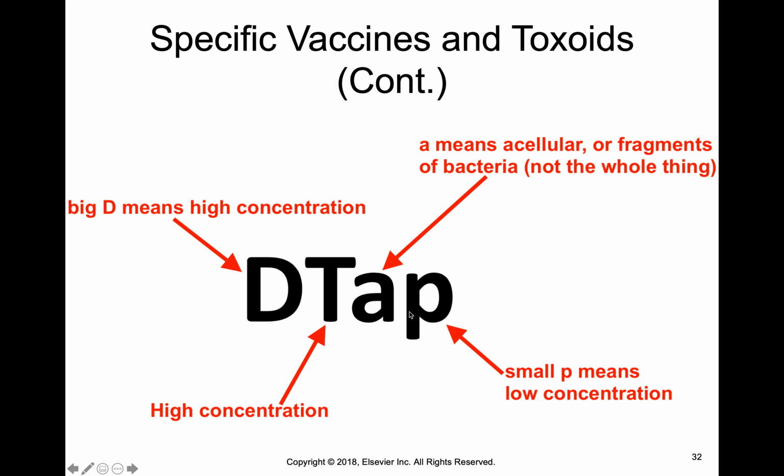In case you're wondering why it's written DTaP like that, a big D means that there's a high concentration of that within the vaccine. Because this is a capital D, capital T, there's a high concentration of diphtheria and tetanus antibodies in there. The A means that it's acellular, which is fragments of bacteria, not really the whole thing. And the lowercase p means that there's a small concentration. So in this example, DTaP, we have just a smattering of pertussis and really more diphtheria and tetanus.